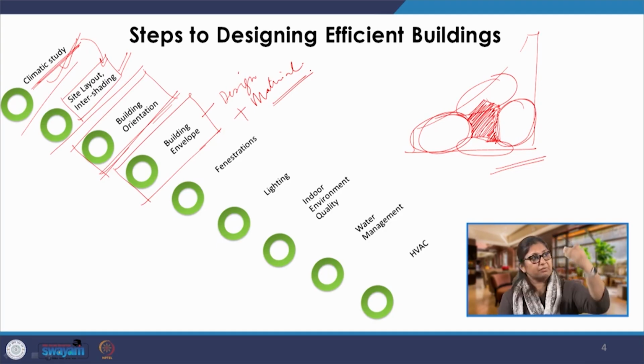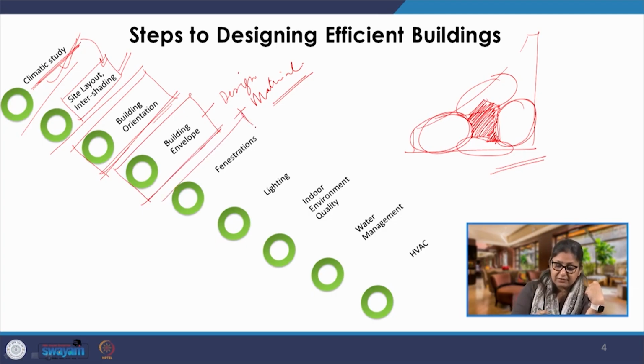We may be wanting a very smooth surface for the requirement, not for aesthetic purpose, but for the functional requirement. We might be needing smooth surface, while certain other times we might be needing rough surface. What are the materials that support this intent? So, this is building envelope that we design.